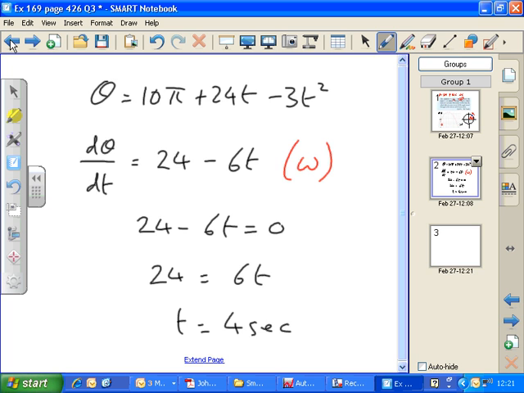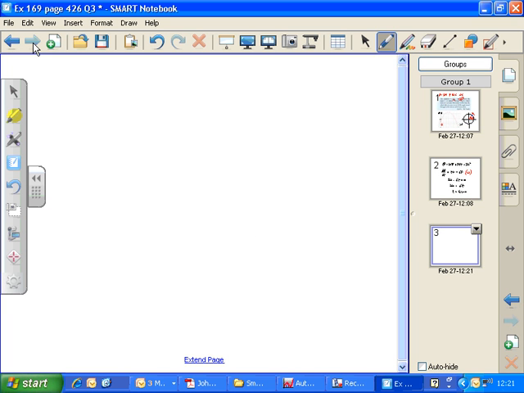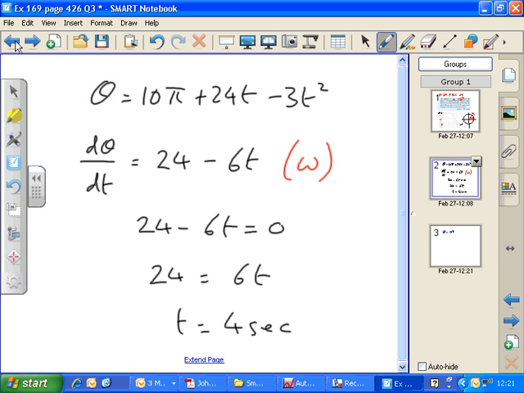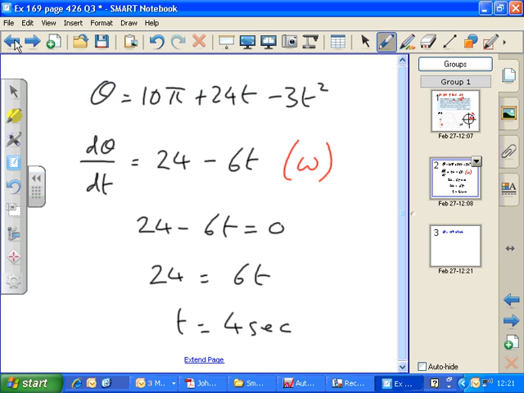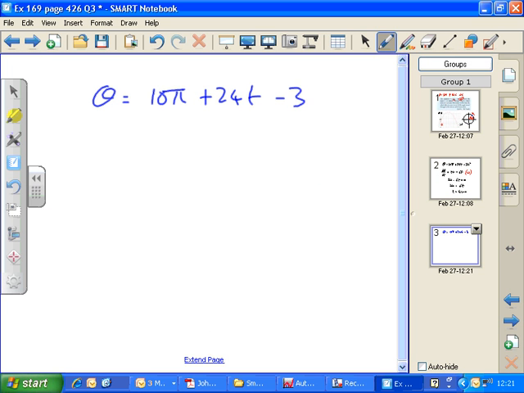So back to the original function, theta equals 10 pi plus 24t minus 3t squared. And when t equals 3 seconds and t equals 4 seconds is what we're interested in. So when t equals 3 seconds, substitute the value for t in. When t equals 4 seconds, substitute the value for t in and subtract one from the other.